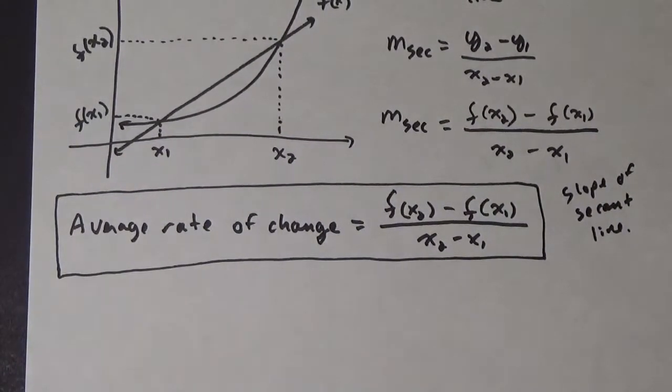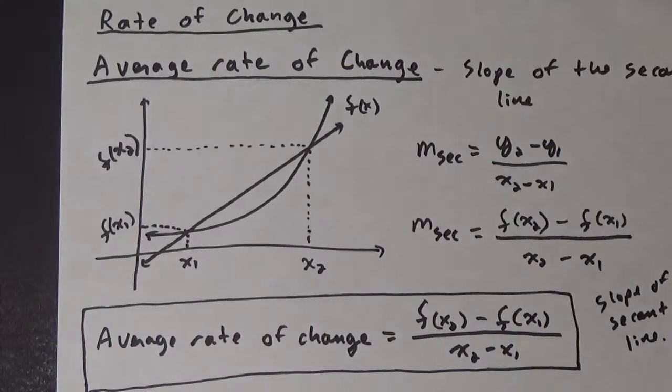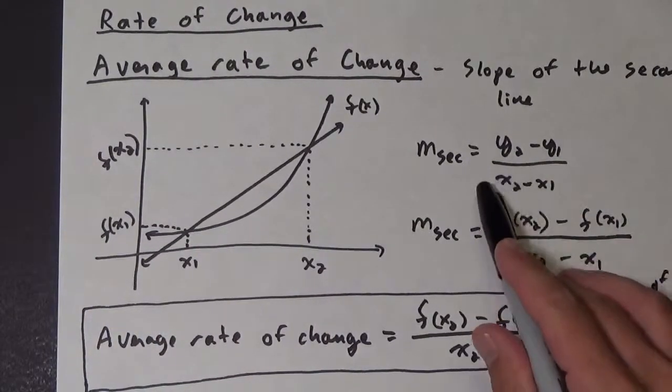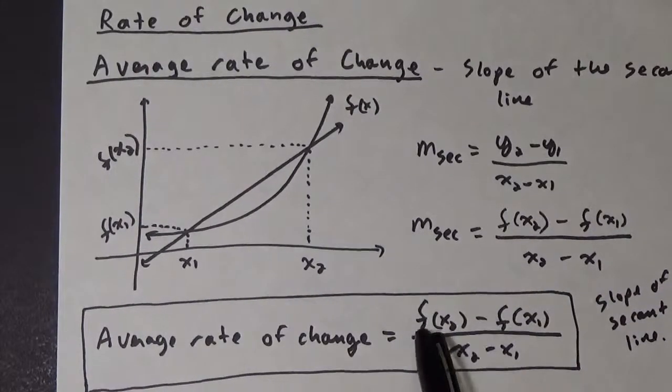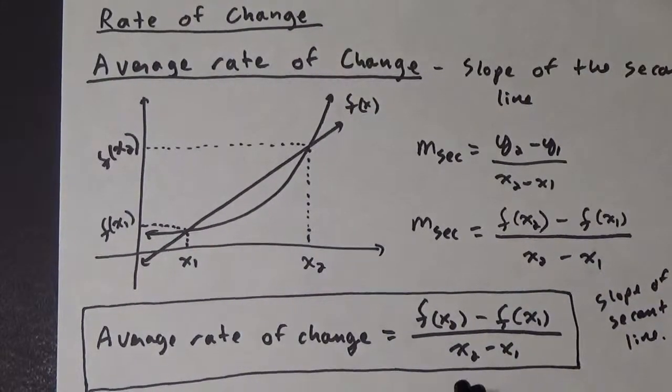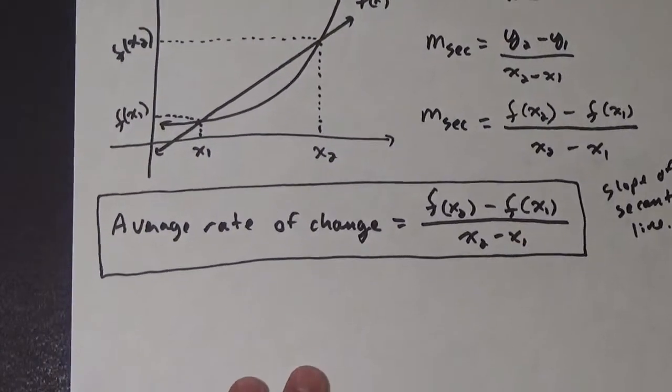So a lot of students are thinking, oh, that's just another formula. Don't think of this as a formula. Think of it as, well, because I know it's the slope of the secant line, I need y2 minus y1 over x2 minus x1, but we just got to write it a little bit fancier. We just say f of x2 minus f of x1 over x2 minus x1. So once you think of it as slope of the secant line, it becomes a lot less complicated.